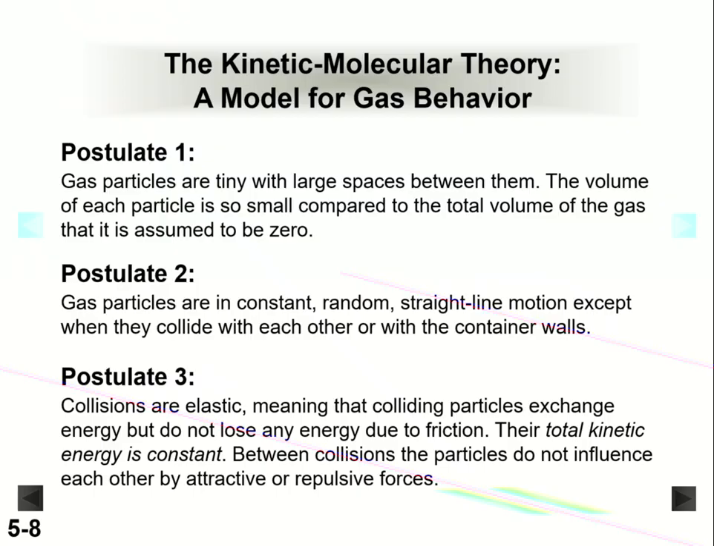The second postulate is that gas particles are in constant random straight line motion, except when they collide with each other or the container walls, in which case they bounce out of line and bounce into a different direction. So the gas particles are just balls that move in straight line motion, and gravity does not have any significant effect on them at room temperature and pressure.